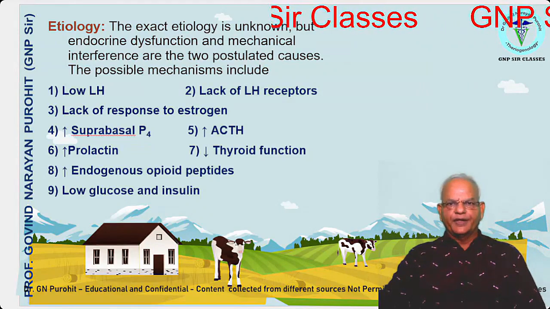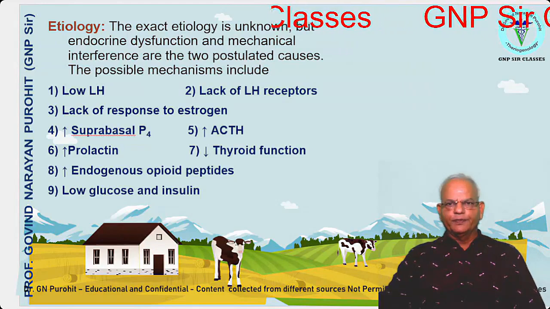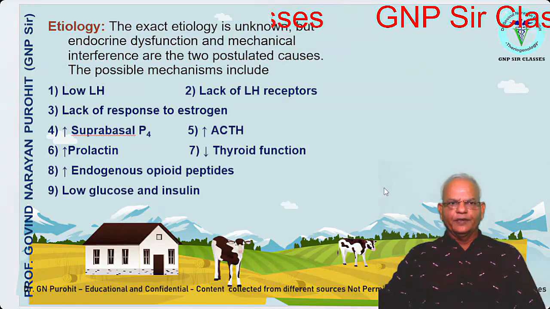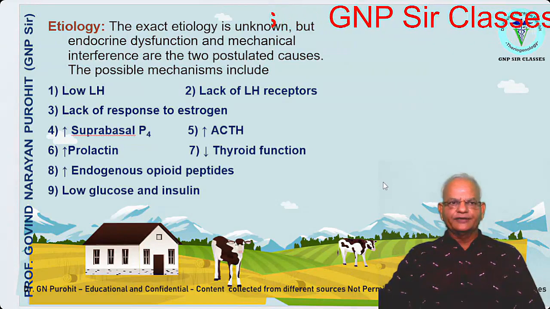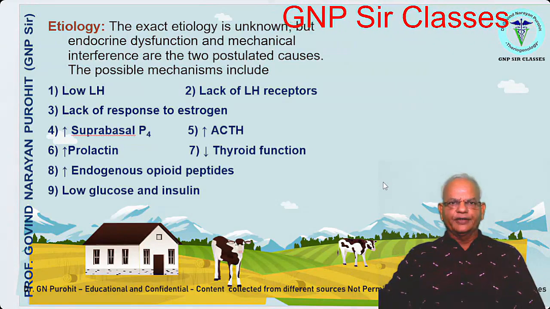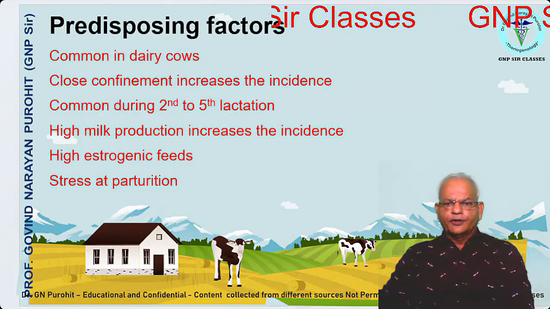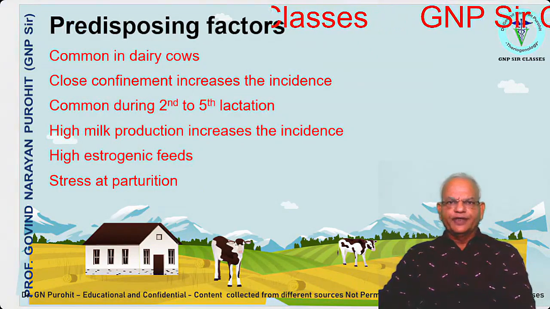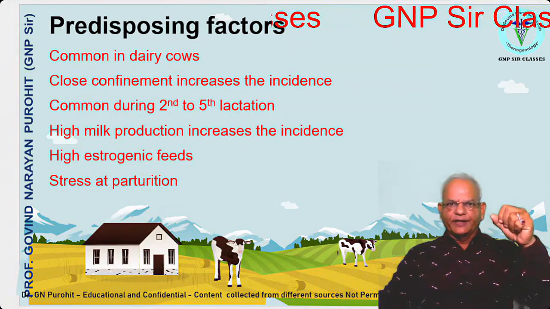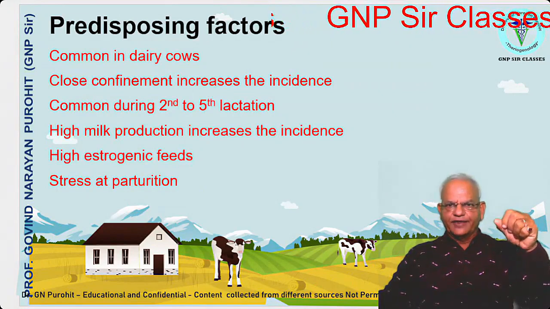Now, a Japanese group has given a very good explanation, and that is that during the follicular growth waves, the dominant follicle develops and then it regresses.